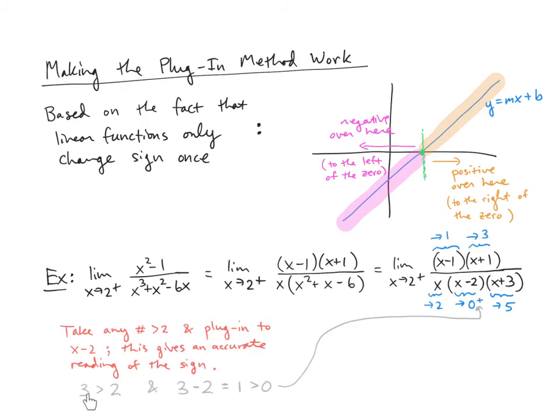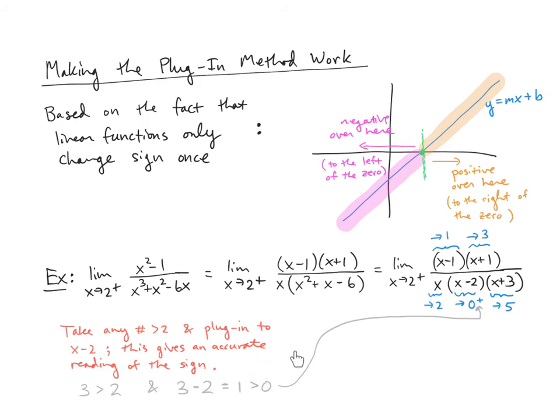So for example, we can take 3, which is to the right of 2, and 3 minus 2 is 1, and that's greater than 0. So the fact that that's greater than 0 tells us we have a plus sign here. And you really literally can take anything bigger than 2, and that's going to give you an accurate reading of the sign. It doesn't even have to be particularly close.